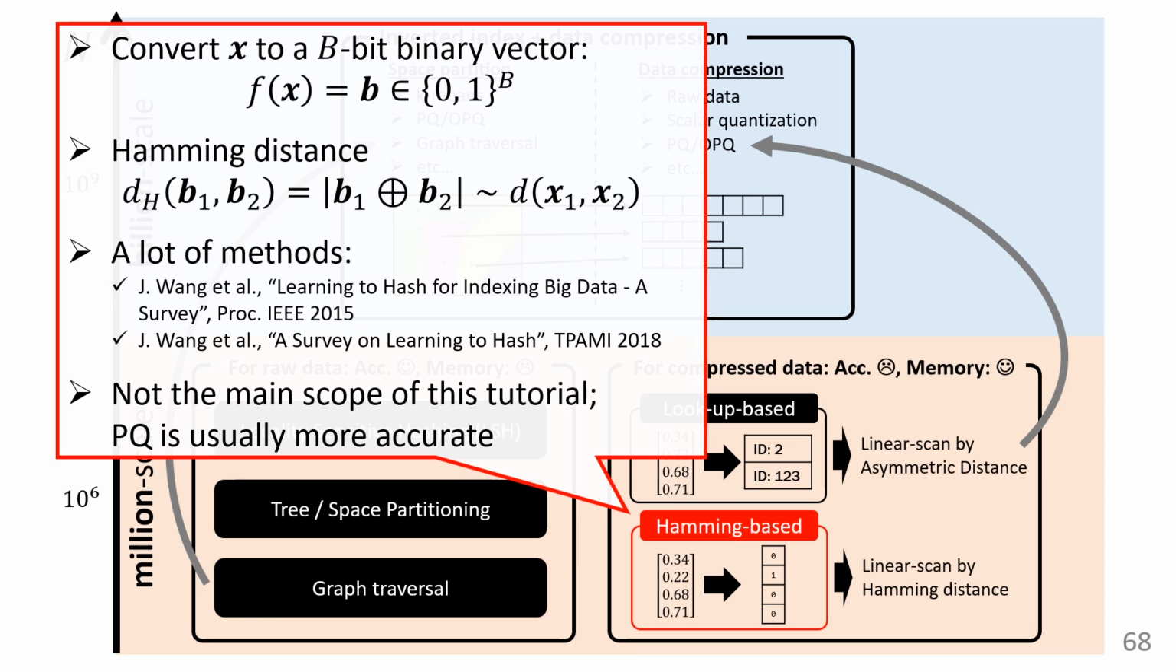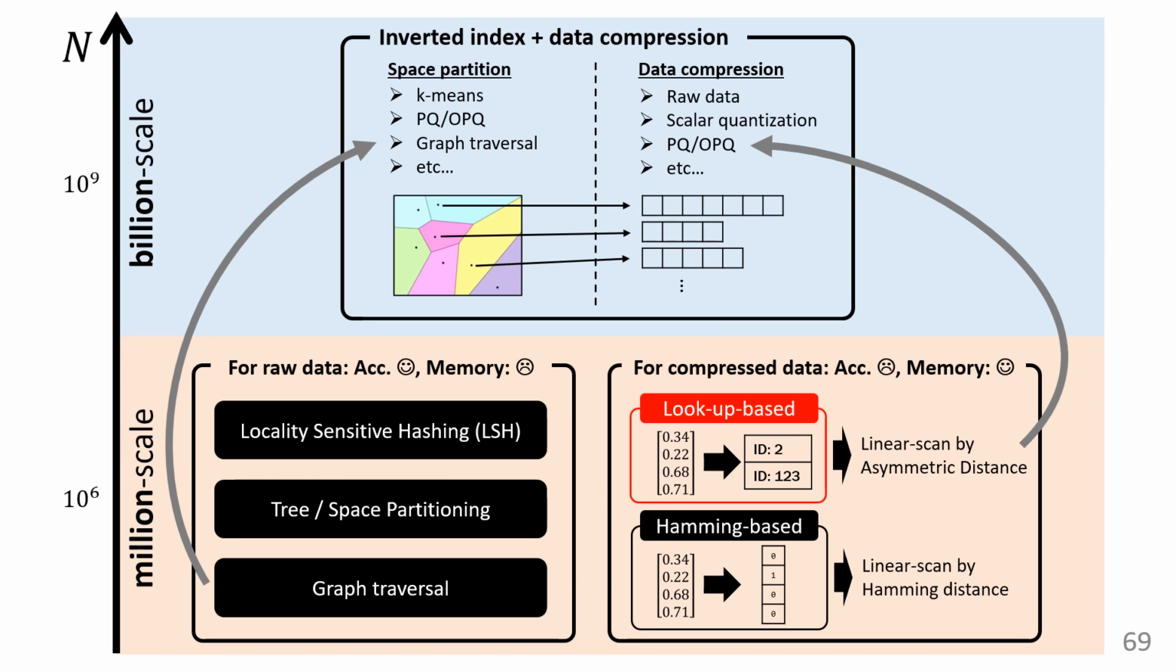Then I will explain two methods: a lookup-based method and a Hamming-based method. A Hamming-based method is like this. Each feature vector is converted to a binary vector, like a b-bit binary vector here, and its Hamming distance can be computed, and it approximates the original distance. There are quite a lot of methods actually, so please take a look at the survey paper if you are interested. And this is not the main scope of this tutorial, because PQ is usually more accurate in terms of accuracy for nearest neighbor search. Okay, then I'll move to the lookup-based method.